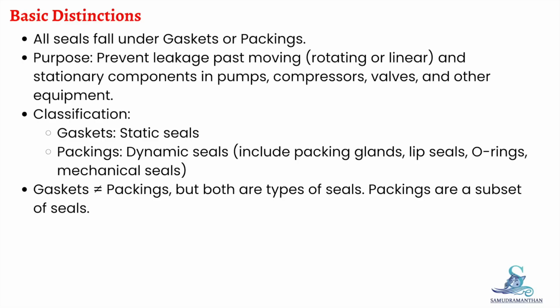All seals fall under two main categories: gaskets and packings. Their primary purpose is to prevent leakage past moving components, whether rotating or linear, and stationary parts in pumps, compressors, valves, and other equipment. We classify seals as gaskets and packings. Gaskets are static seals. Packings are dynamic seals, which include packing glands, lip seals, O-rings, and mechanical seals. It's important to note that gaskets are not packings, but both are types of seals. In other words, packings are a subset of seals.